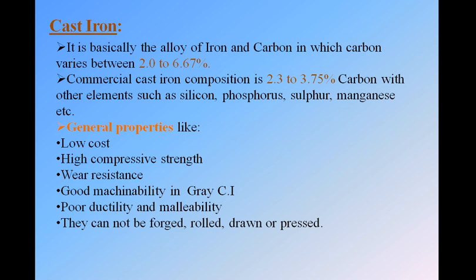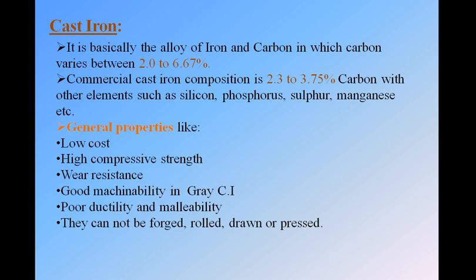Next, poor ductility and malleability. As it has a higher carbon percentage, it is harder, so it has poor ductility and poor malleability. Ductility means we can draw out wires, and malleability means we can draw out plates or sheets from a material, okay.